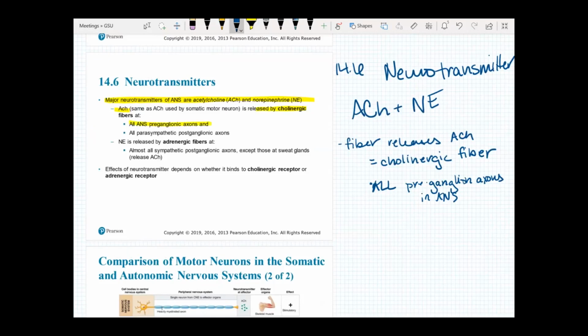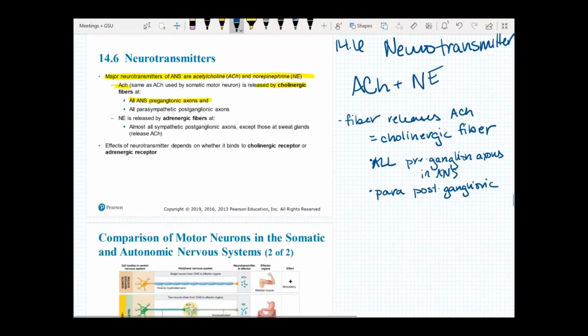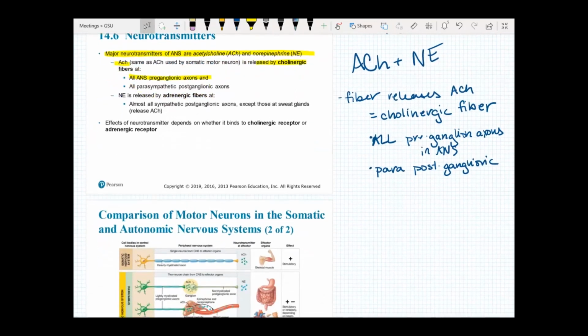But in addition to all preganglionic, ACH will also be released by parasympathetic postganglionic. So within our system, don't get these terms confused. All preganglionic, so all first neurons in the chain, will release ACH. But in the parasympathetic, the first and then the second will also.